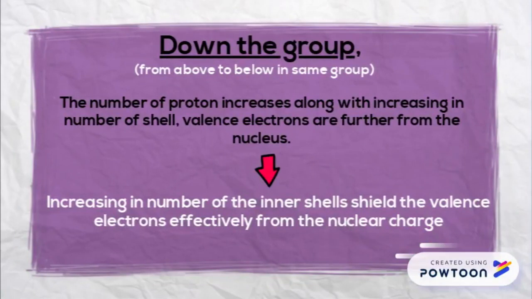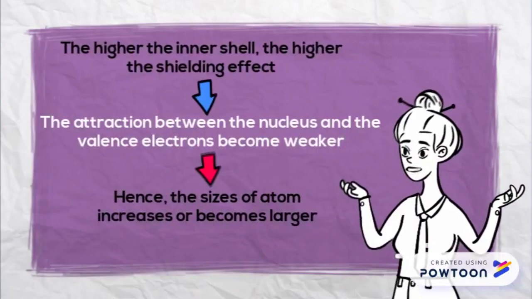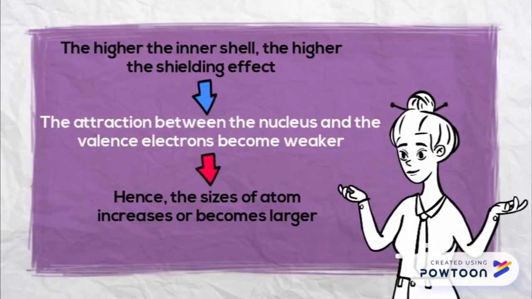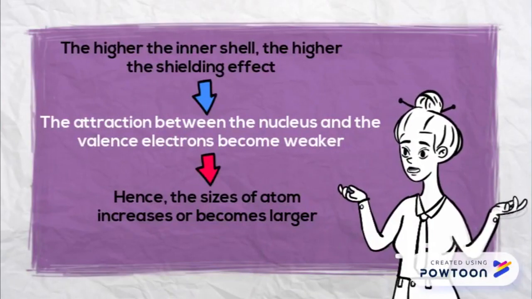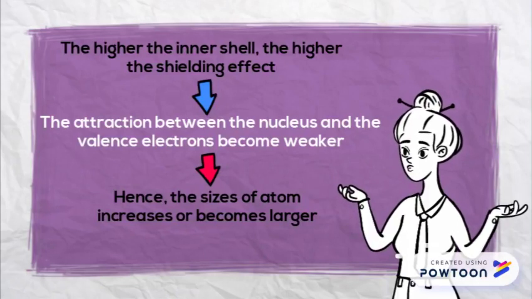This causes the valence electrons to be further away from the nucleus, thus shielding the valence electrons effectively from the nuclear charge. The higher the number of inner shells, the higher the shielding effect. The attraction between the nucleus and the valence electrons becomes weaker. Hence, the size of atoms increases, or becomes larger, down a group.